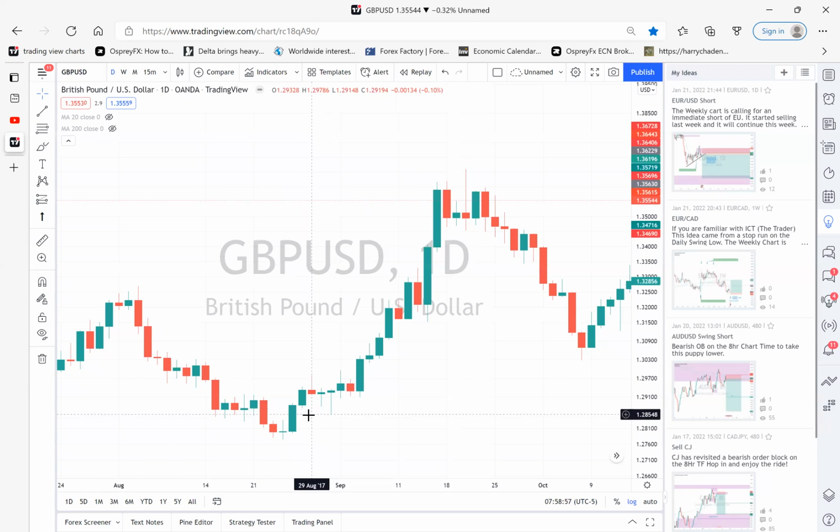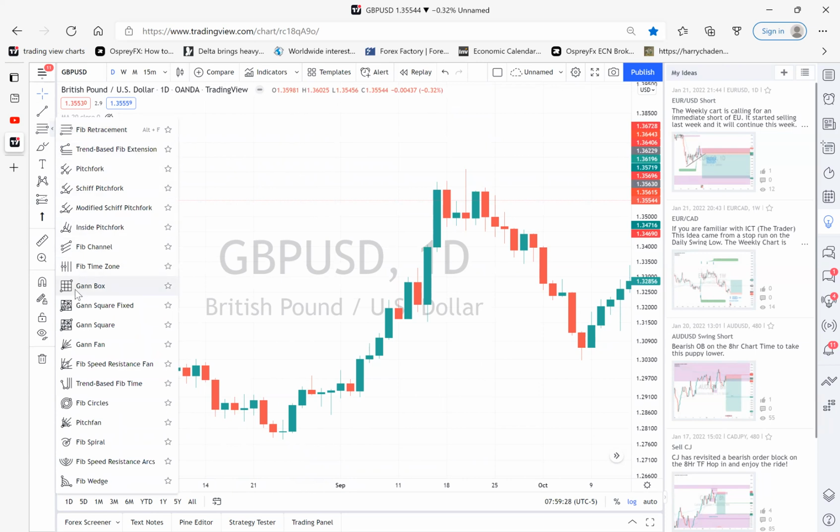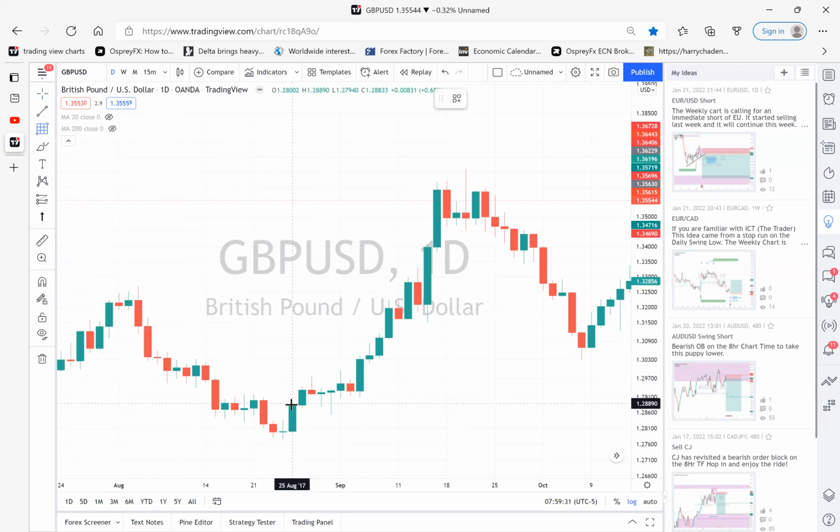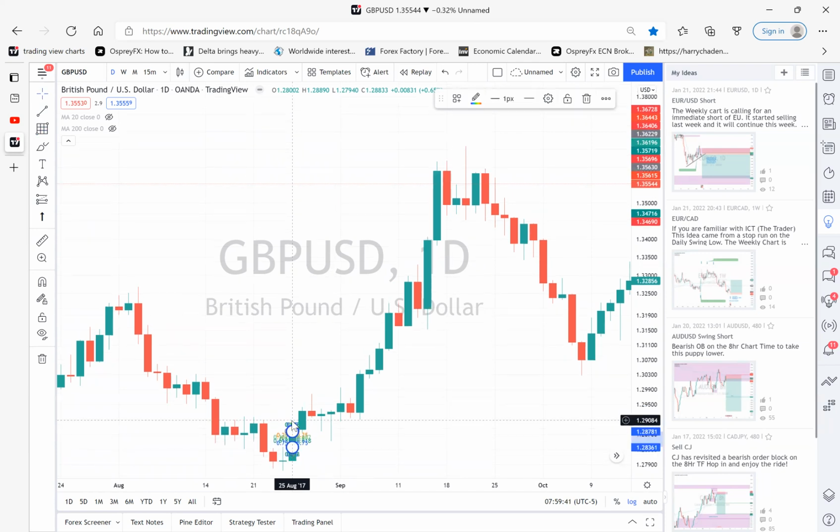Now, those who know about imbalances will understand that once this imbalance is mitigated to the 50% range, it is considered a closed imbalance. And this wick pushes in about halfway into this imbalance. And if you don't believe me, you can break out the Gann box. If you don't know what a Gann box is, here's a Gann box. I'll go from, make this bigger.